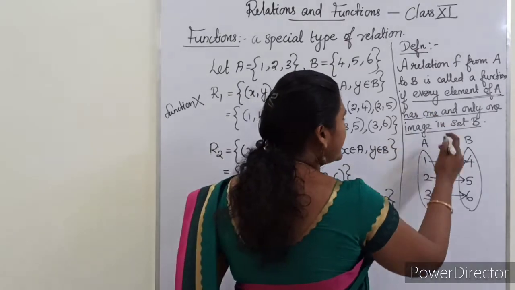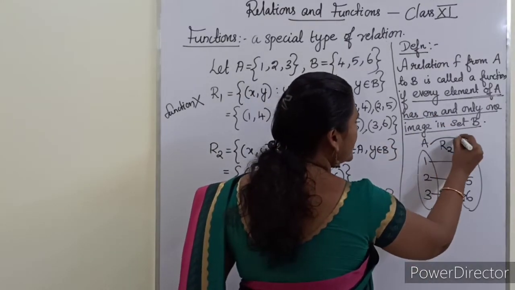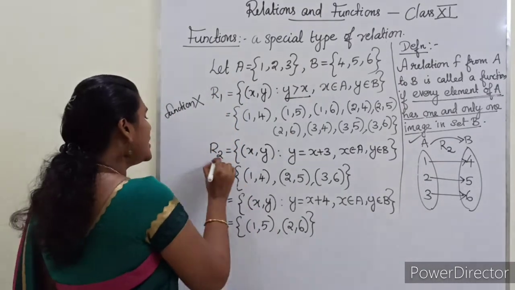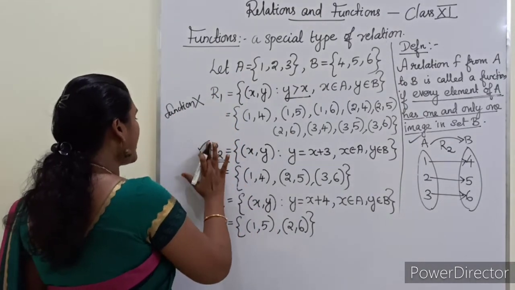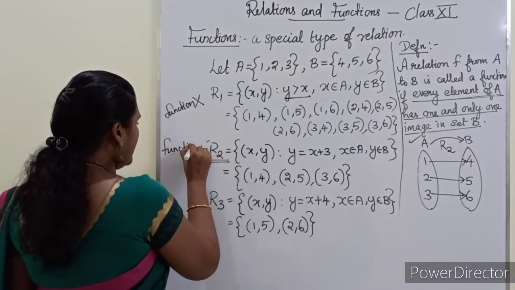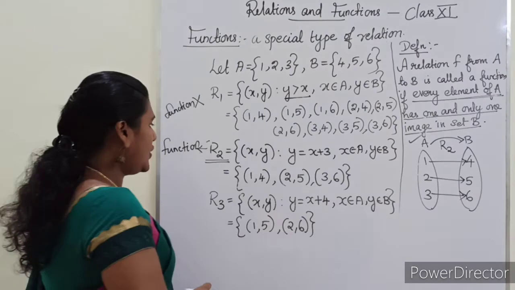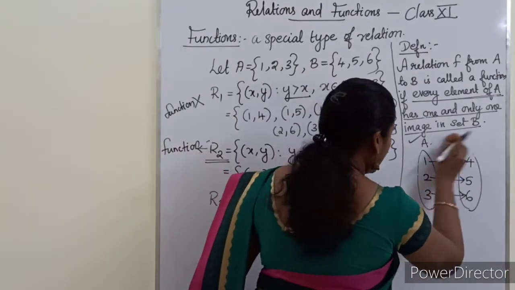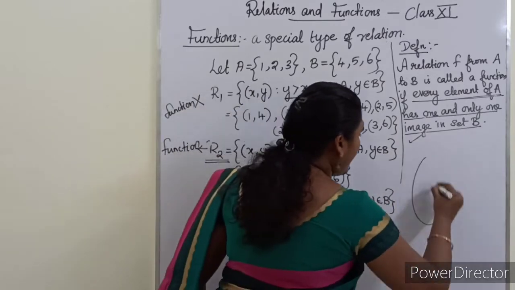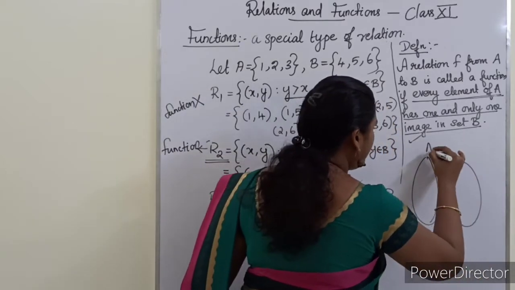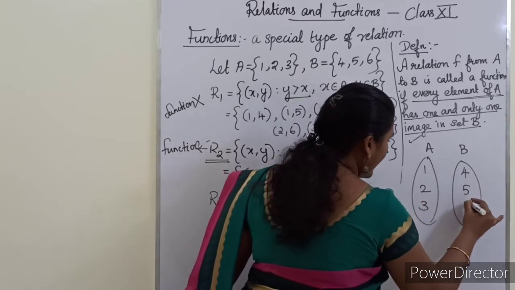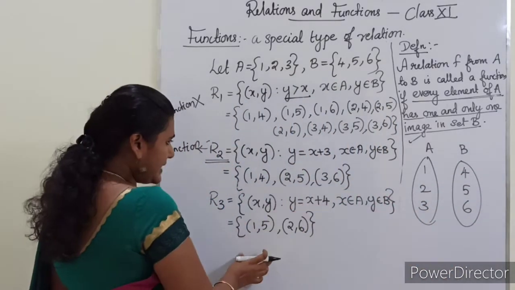So this condition is satisfied by the relation R2. So relation R2 is a function here. We can say that this R2 is a function. Now we will move on to the next relation, that is R3. So here in R3, the sets A and B, elements of A 1, 2, 3, elements of B 4, 5, 6. Now we are going to represent it in an arrow diagram.